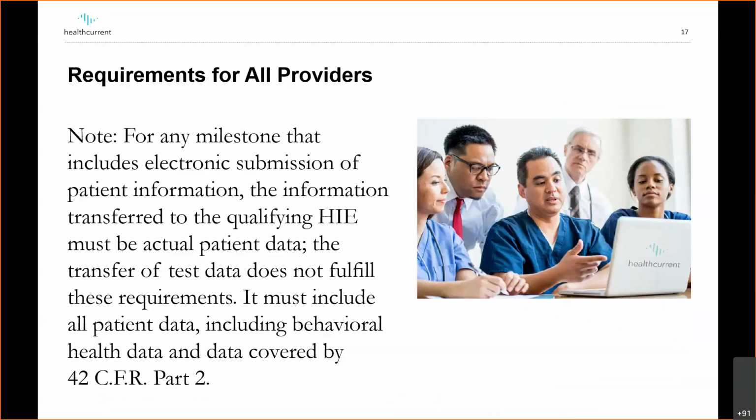Just to note, as we go through the milestones, for any milestone that includes electronic submission of patient information, the information that is transferred to the HIE must be actual patient data. The transfer of test data does not fulfill the requirements for the HIE component of DAP. And it must include all patient data, including behavioral health and data covered by 42 CFR Part 2.